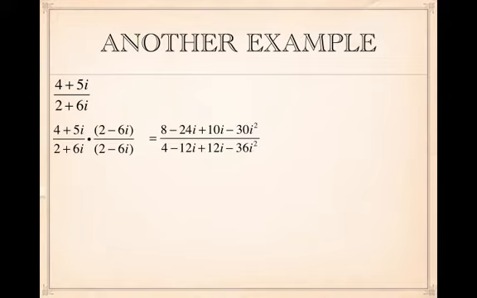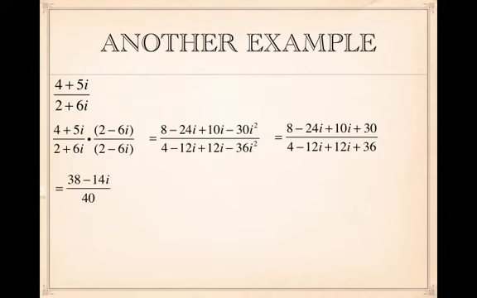Okay, and again, we don't want to have an i squared, so we replace it with a negative 1 and simplify. And when you do that, basically the 30 becomes positive, the 36 becomes positive, and i squared is gone. So from here we want to combine the like terms, and when you combine like terms, you get 38 minus 14i over 40. Again, there's no more i in the denominator because those canceled out. Negative 12i plus 12i is 0, and that will always happen as long as you multiplied correctly.